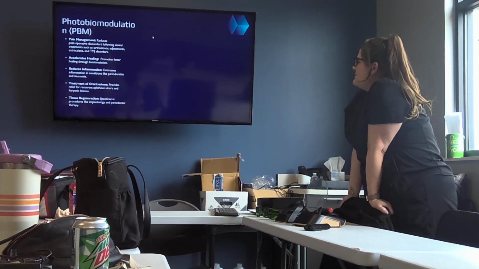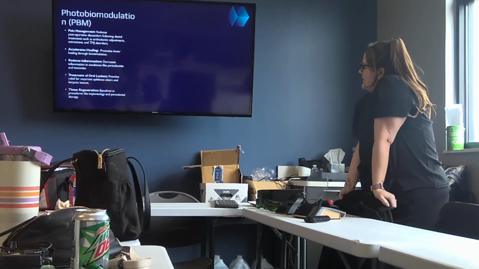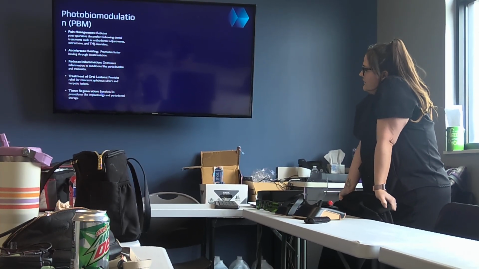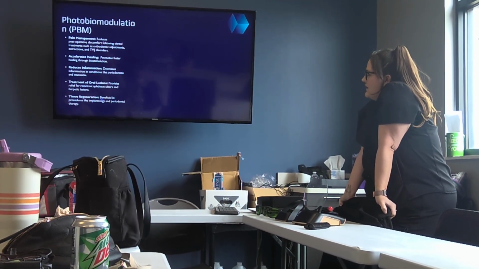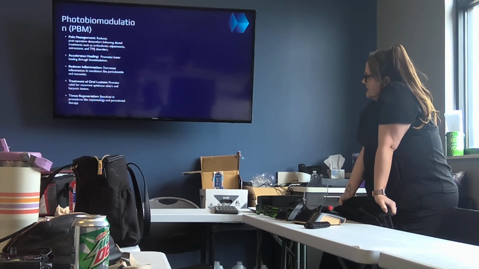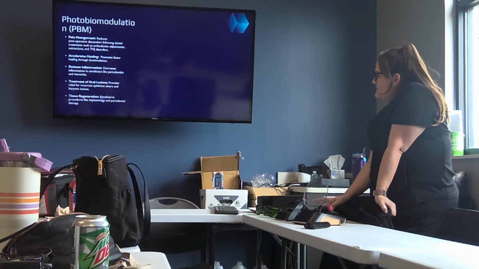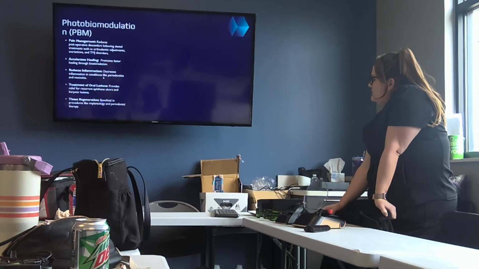Photobiomodulation, the PBM. This is pain management for TMJ, so it'll help reduce post-operative discomfort following dental treatments such as orthodontic adjustments, extractions, and TMJ issues. It accelerates the healing, so it promotes faster healing through the biostimulation. It'll help reduce inflammation.